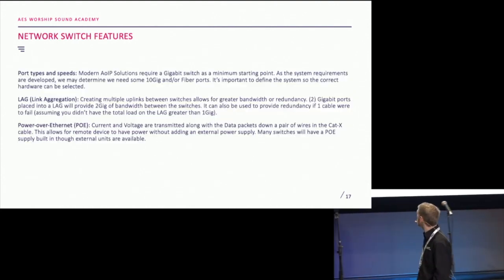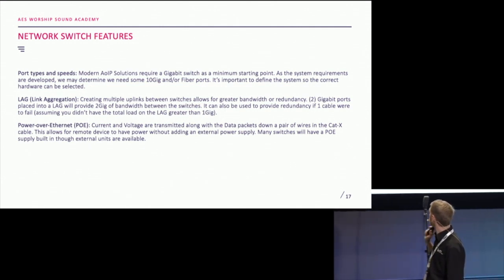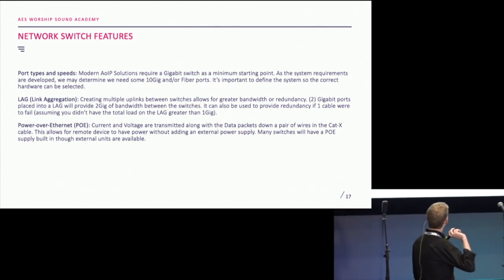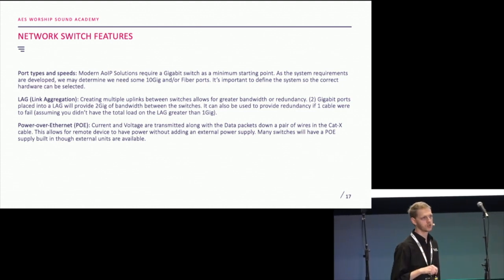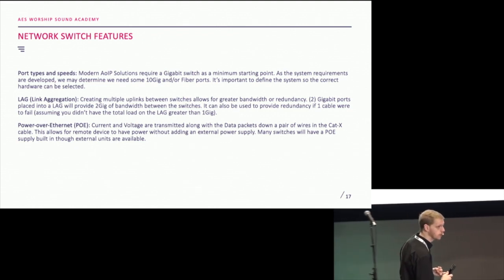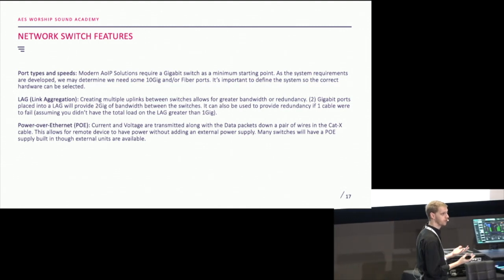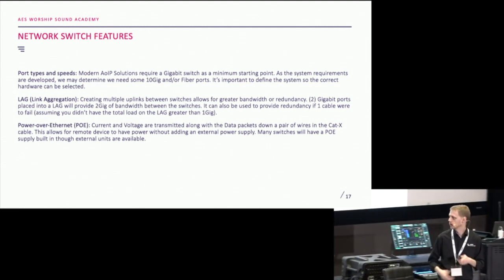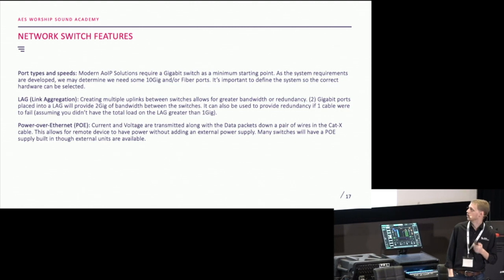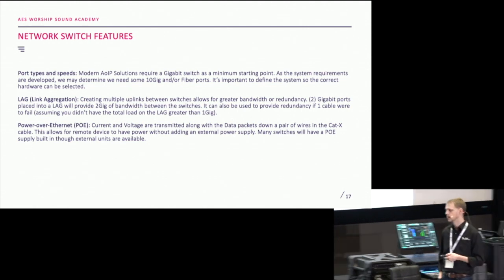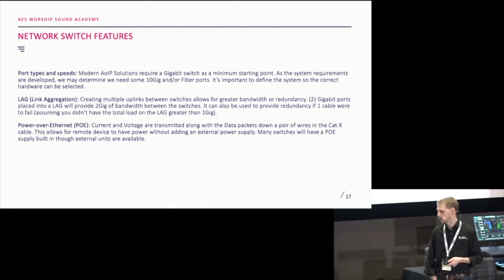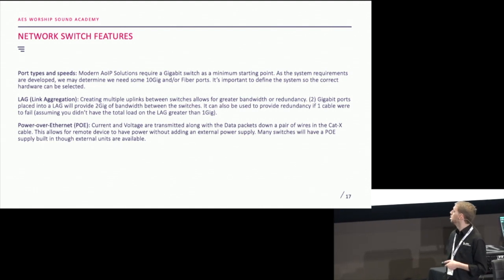Port types and speeds, LAGs or link aggregation, and PoE. So you've got to know what type of port you have. We talked about the fast Ethernet. We talked about the gigabit. We talked about the 10 gig, right? Different switches, different price points are going to have these different types of ports available to us to utilize. So we want to make sure and watch out for that. We don't want to show up and buy a 52 port fast Ethernet switch and want to run a Dante network or an AVB network over it, because it's not going to work. So we need to be aware of that.